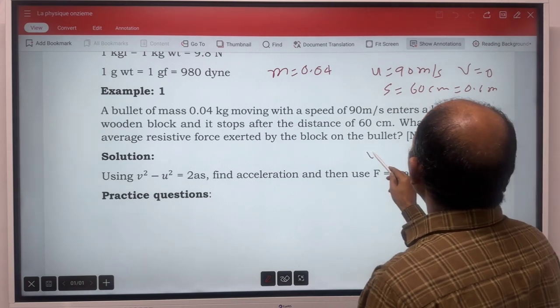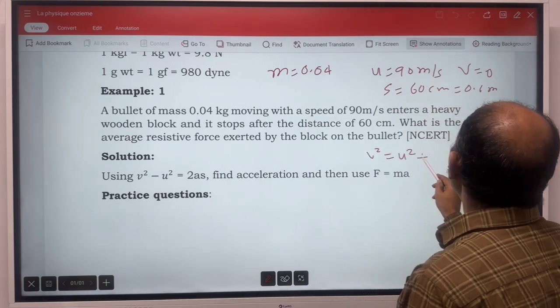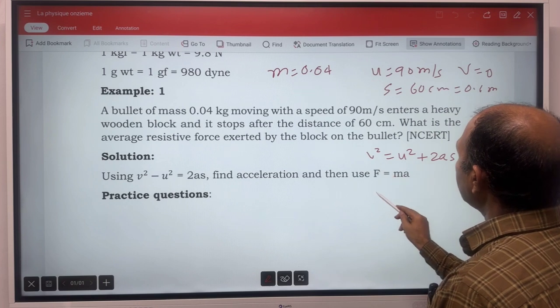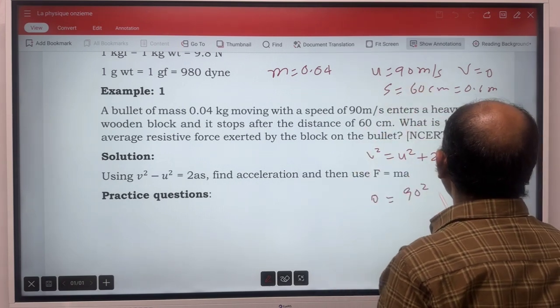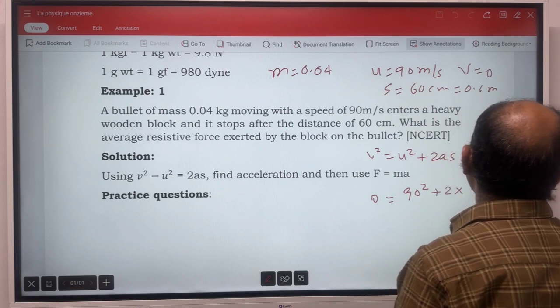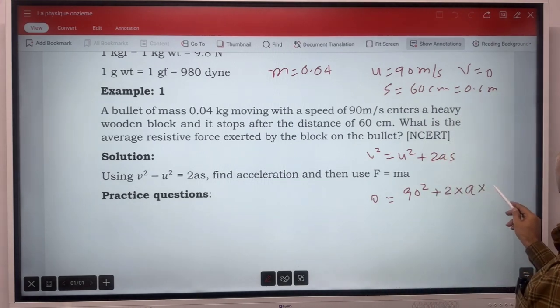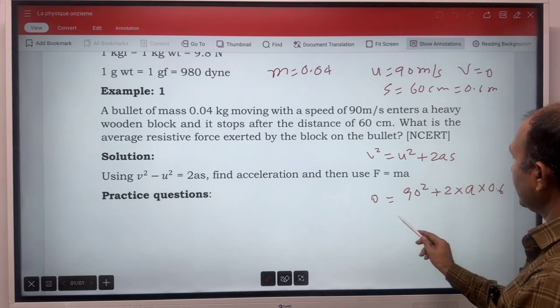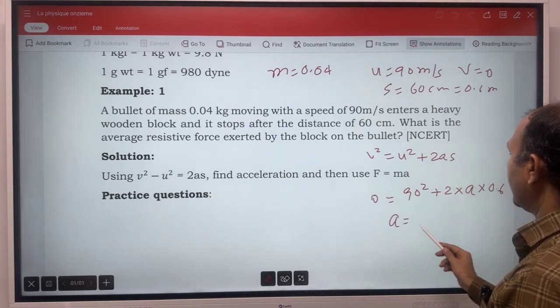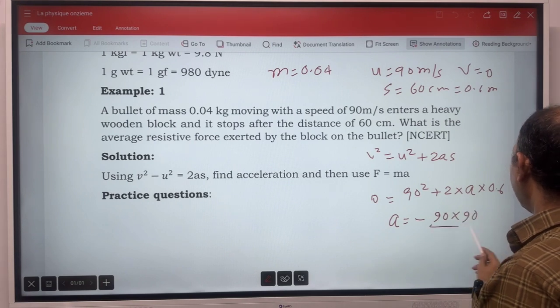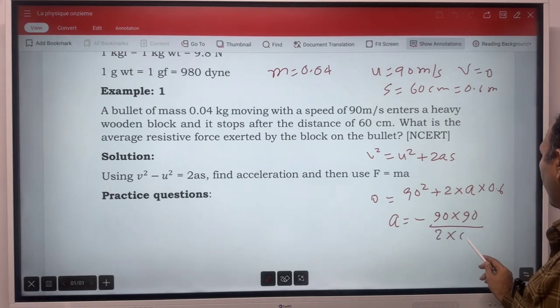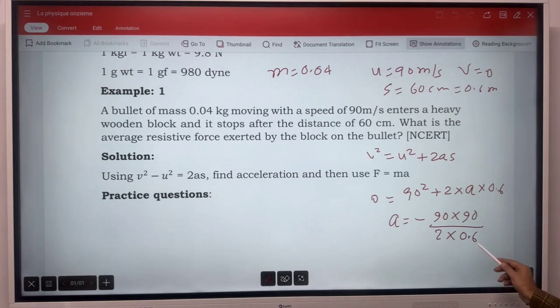Now, if you apply the formula V square equal to U square plus 2AS, V is 0, U is the given velocity that is 90, so 90 square plus twice of A is to be found, and S is given as 0.6. We can evaluate it. A will be negative, meaning retardation will be there. So minus 90 into 90 divided by 2 into 0.6. If you want to remove this decimal, multiply by 10 and remove this portion.